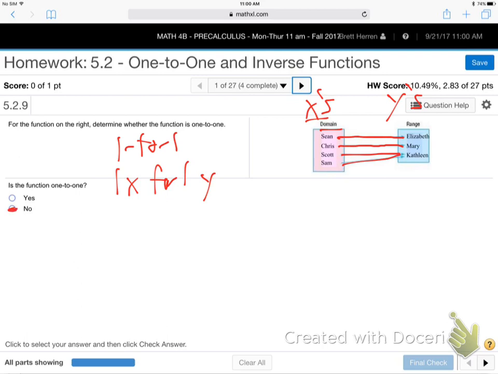It's as simple as that. You don't want two things going to one thing. That's 2-to-1 instead of 1-to-1. So it's as easy as that. These first 15 questions are all super quick. Most of them are yes. So let me show you.